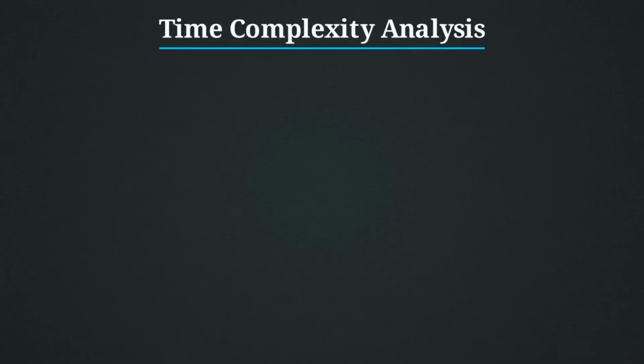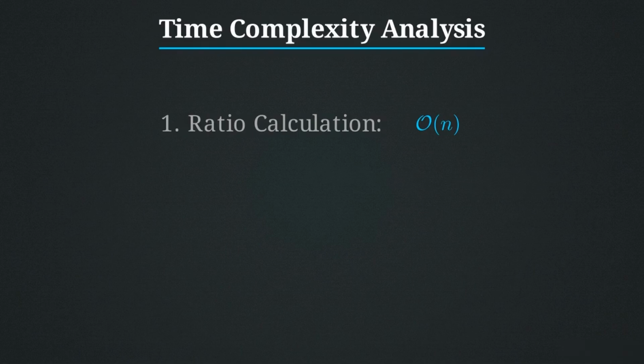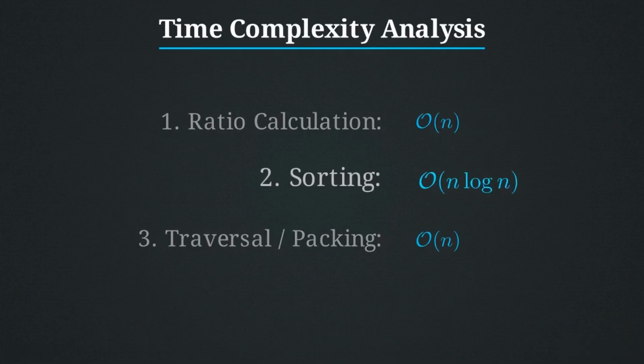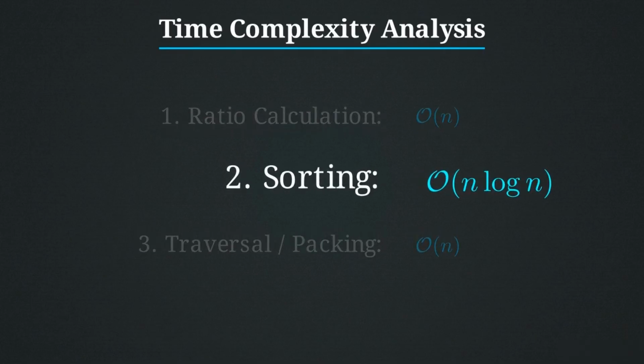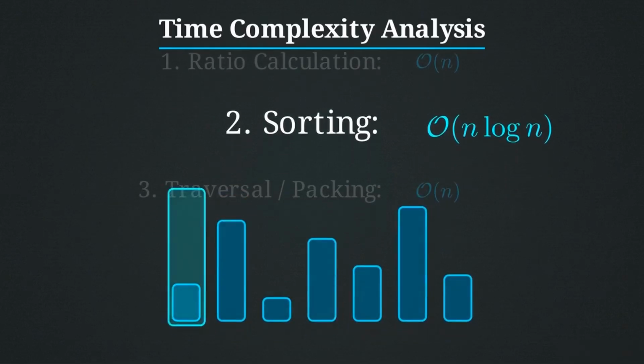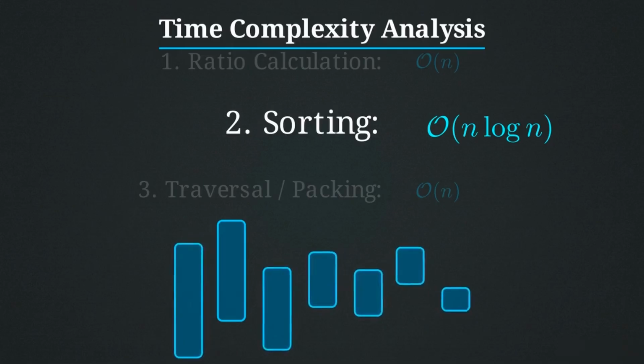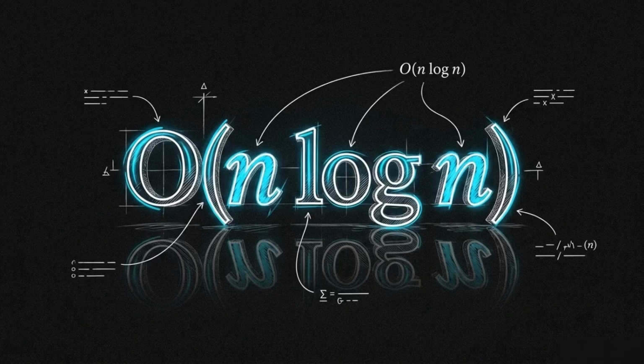Let's analyze how fast this algorithm runs. Calculating the ratios takes O(n) time, sorting the items takes O(n log n), and traversing the list to pack the bag takes another O(n). Out of these 3 steps, sorting the list requires the most work. If you have 1,000 items, walking through them is quick, but arranging them in descending order takes more time. Because the sorting step takes significantly longer than any other task, O(n log n) becomes the defining overall time complexity for the algorithm.